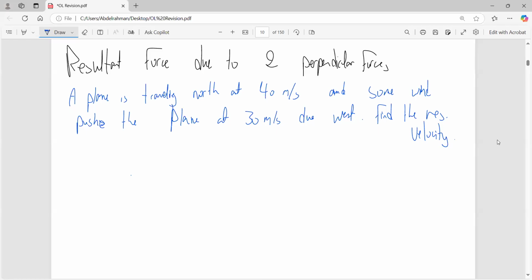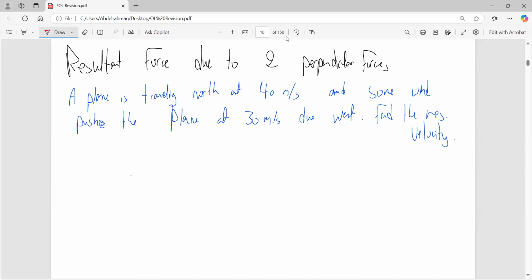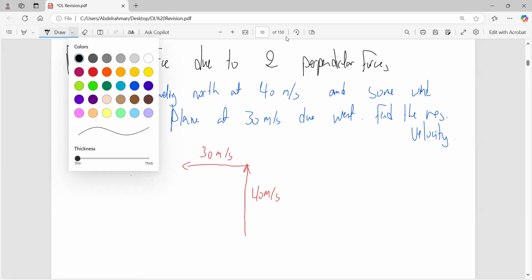You can draw a diagram. It doesn't have to be an accurate diagram. The plane is traveling north at 40 meters per second, and then the wind is acting west. West is to the left. So it's acting west at 30 meters per second. I need to find the resultant. The resultant would be wherever you started until you ended.